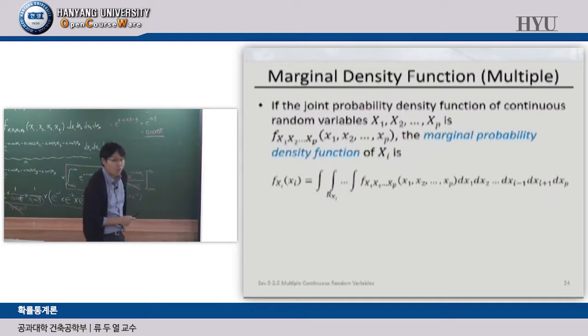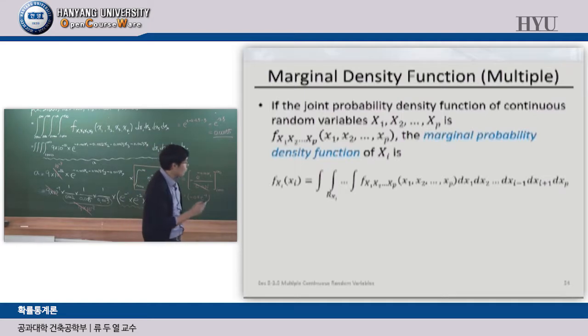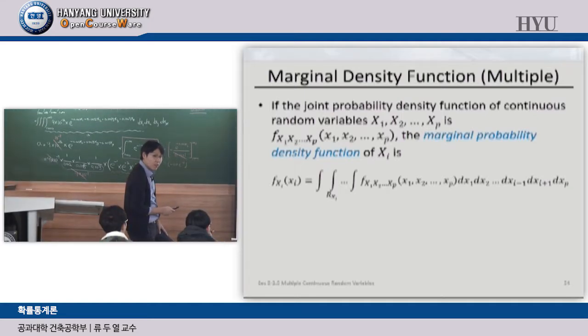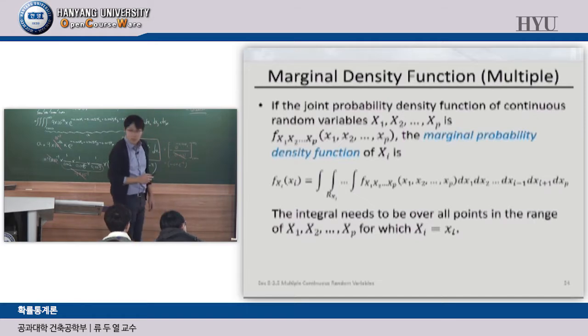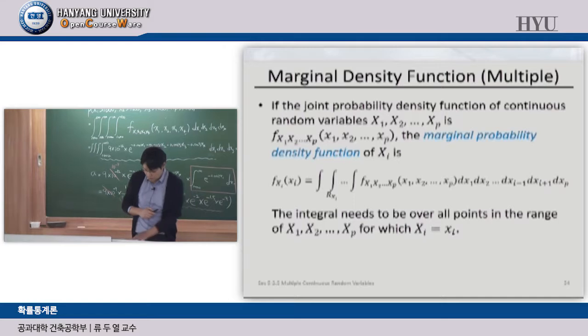So this is the exactly identical formulation, but the only difference is that the number of random variables is increased from one to multiple. And in the case of multiple random variables, we are using the joint probability density function rather than the normal probability density function, okay? And this integral needs to be over all points in the range of x1, x2, ..., xp where xi is equal to small xi. So that is the definition of the marginal density function for the case of multiple random variables.